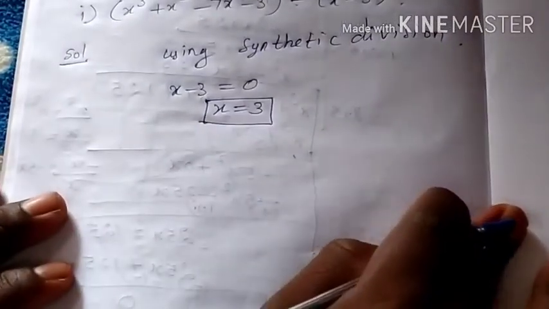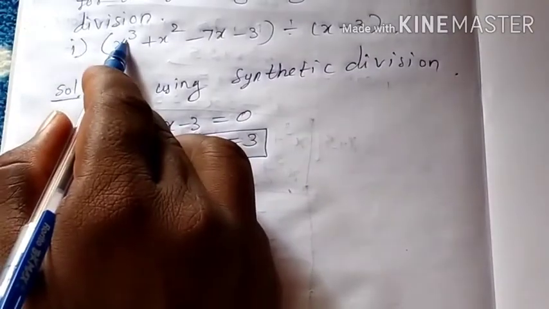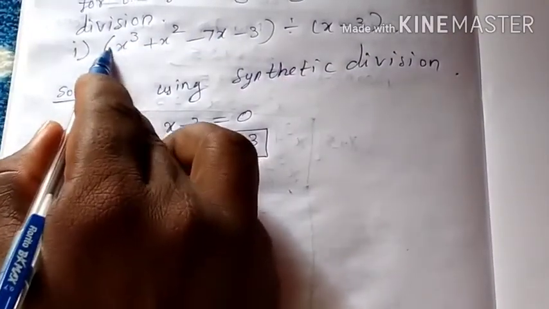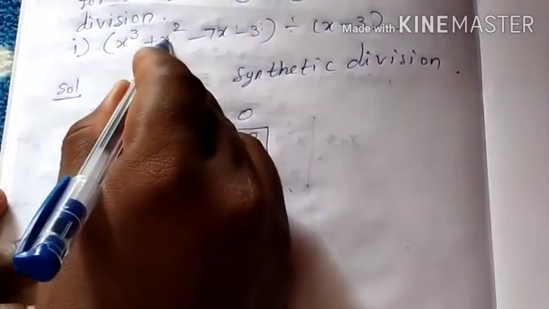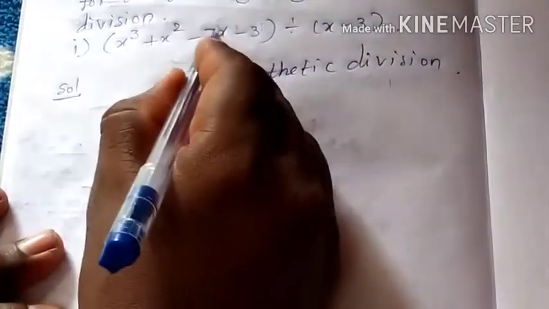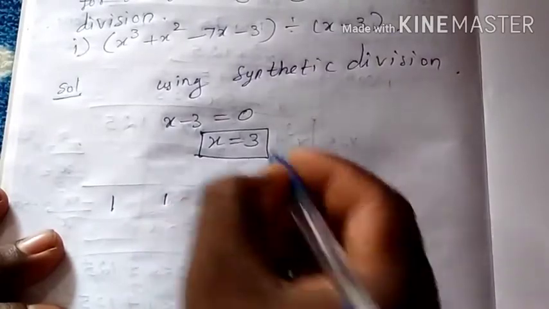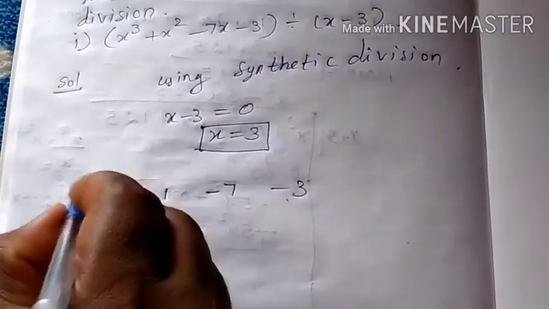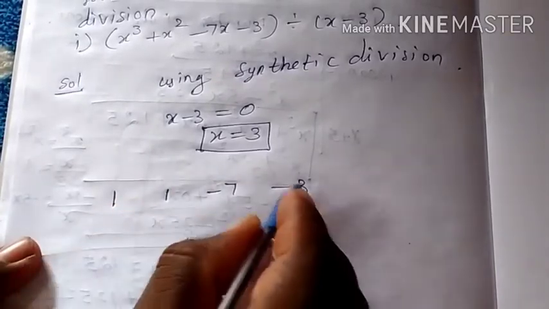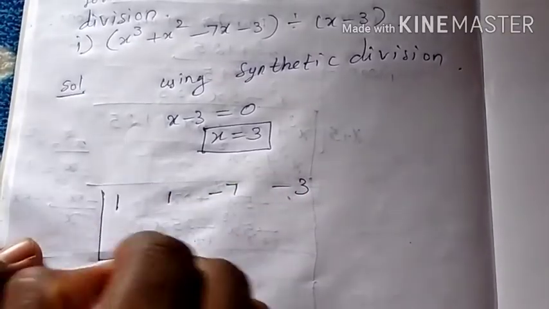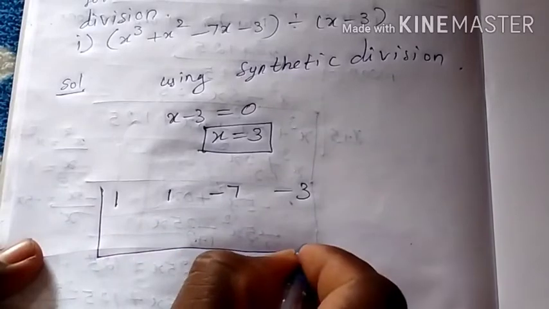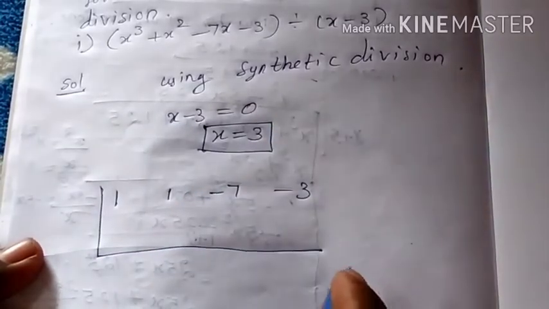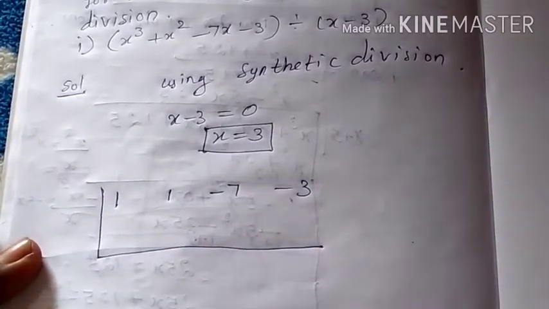Then use the synthetic division method. Consider the question. Write only the coefficients of the variable. The x cube coefficient is 1, the x squared coefficient is plus 1, the x coefficient is minus 7, and the constant is minus 3. Have you understood? So write down the coefficients of the variable, and this symbol represents the synthetic division, the L-shaped division.